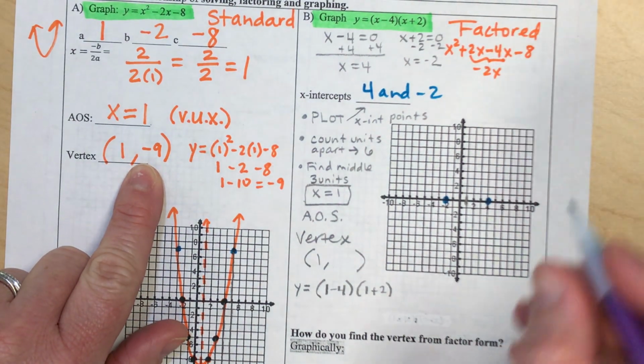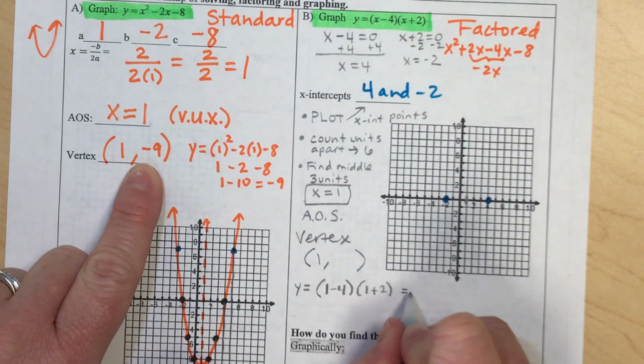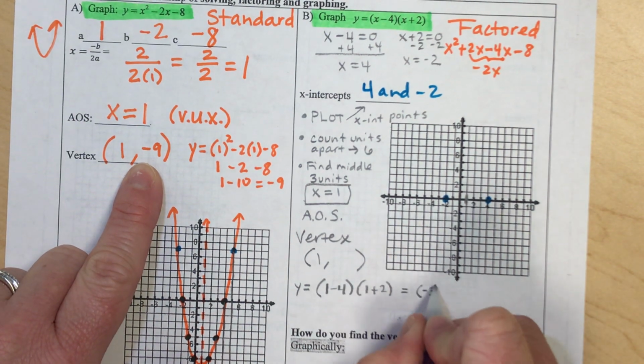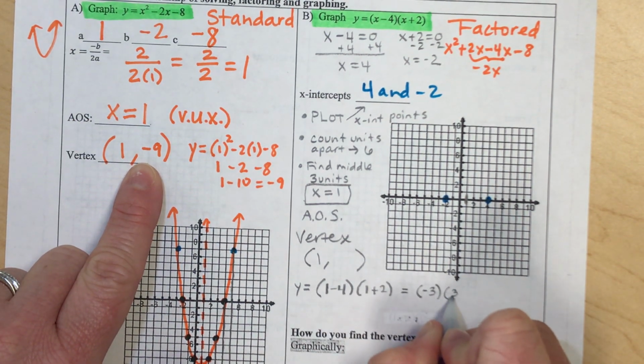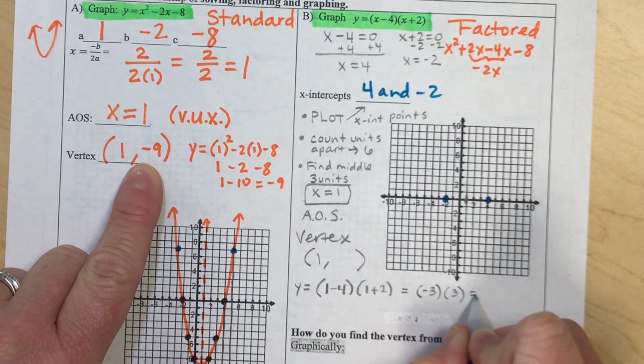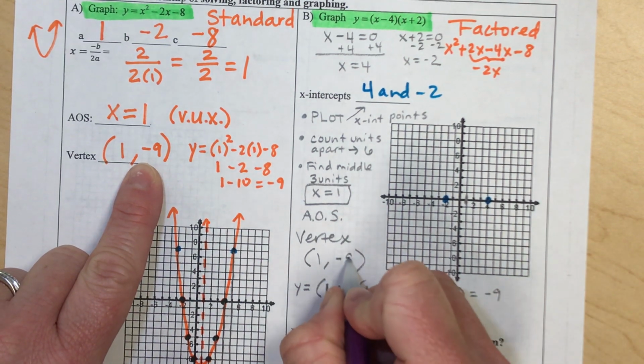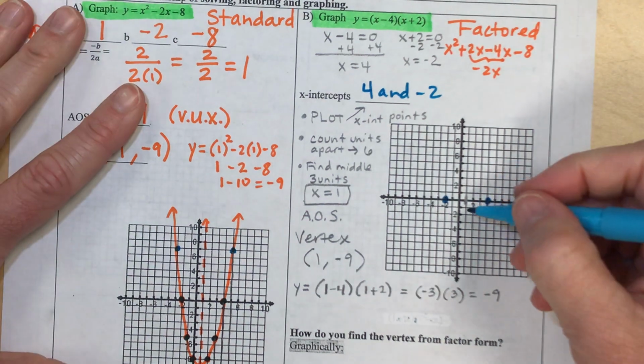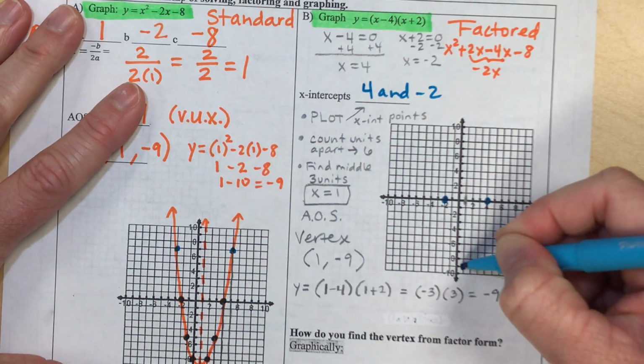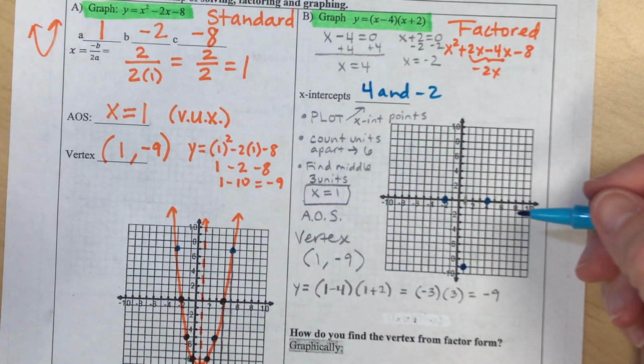We can even double check that. Well, 1 minus 4 is -3. 1 plus 2 is 3. And -3 times 3 is, oh, hey, the same thing, -9. So I can plot 1, -9, and I know that's my vertex.